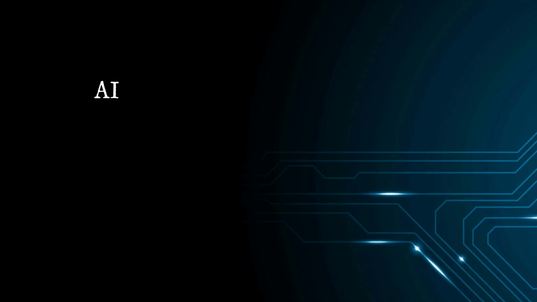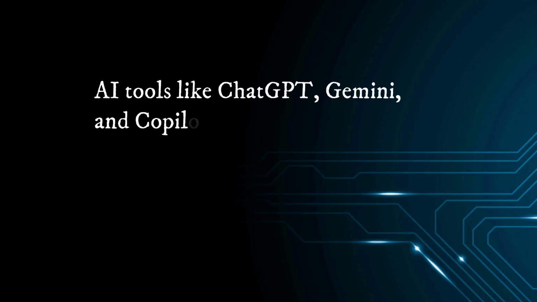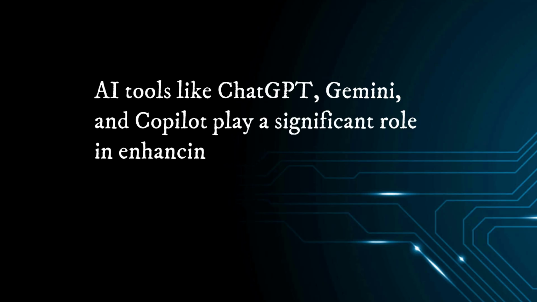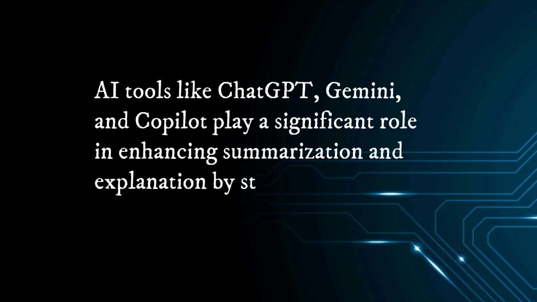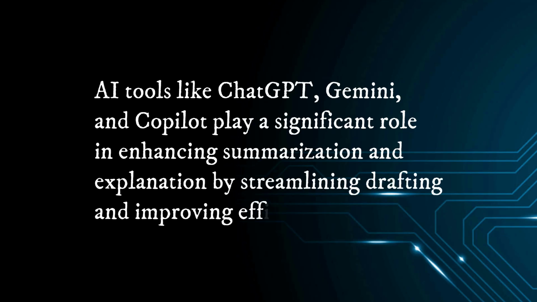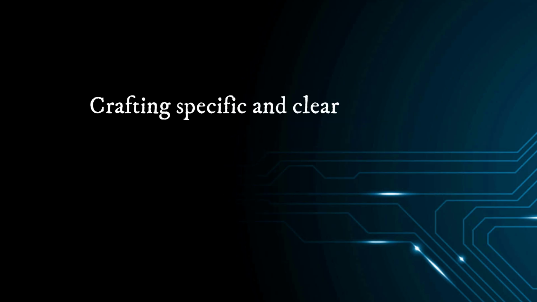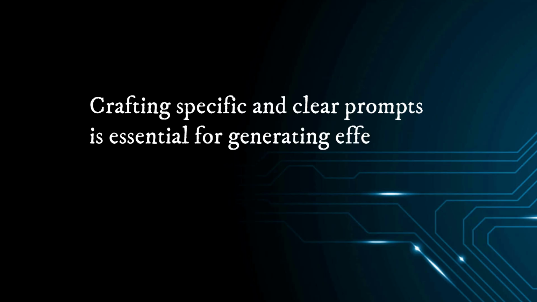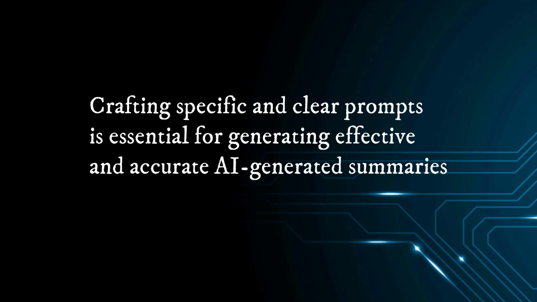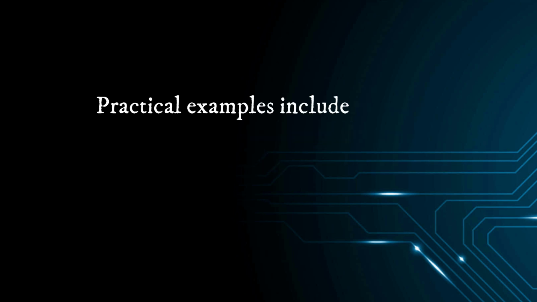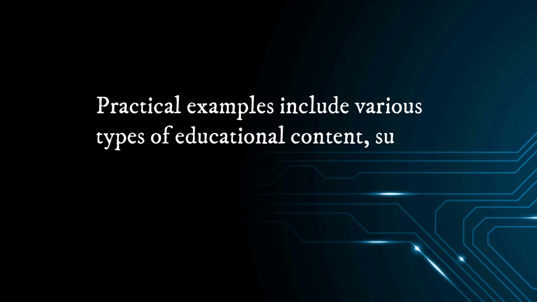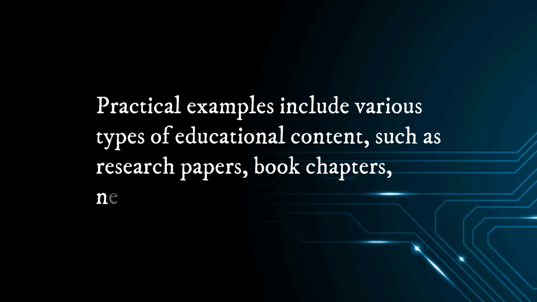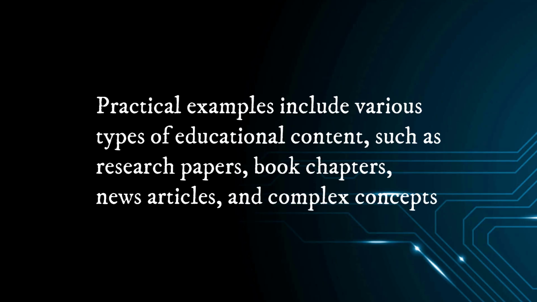Let us summarize what we have learned in this tutorial. AI tools like ChatGPT, Gemini, and Copilot play a significant role in enhancing summarization and explanation by streamlining drafting and improving efficiency. Crafting specific and clear prompts is essential for generating effective and accurate AI generated summaries and explanations. Practical examples include various types of educational content such as research papers, book chapters, news articles, and complex concepts.